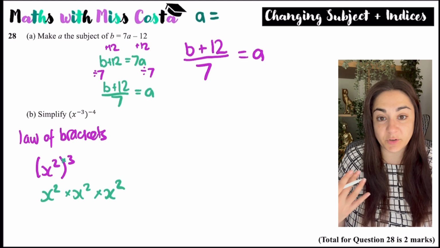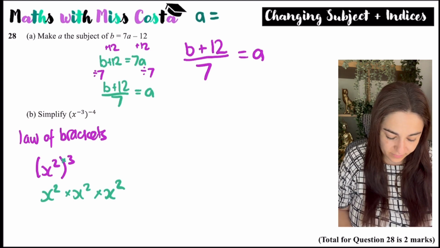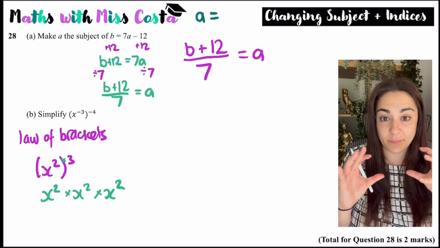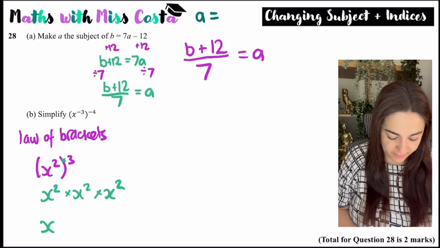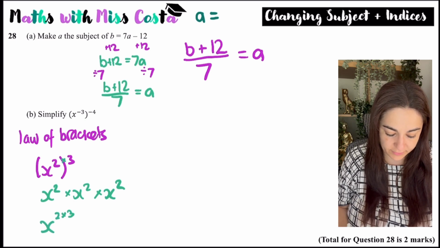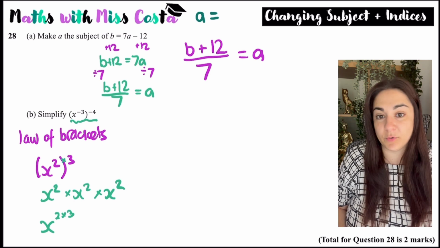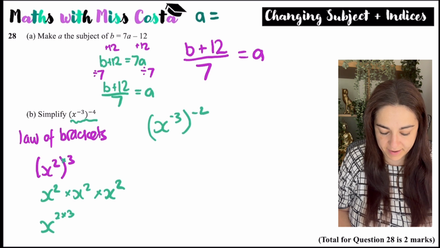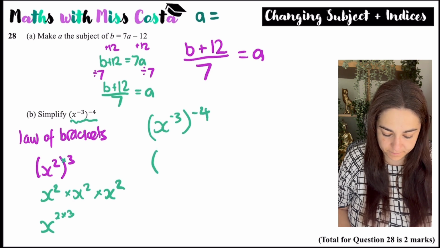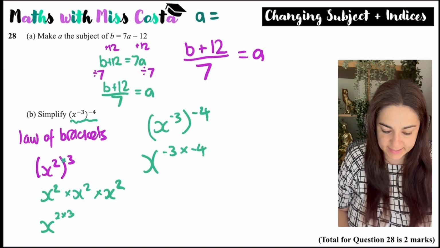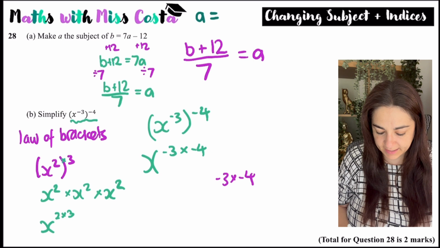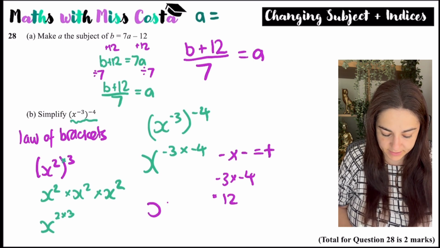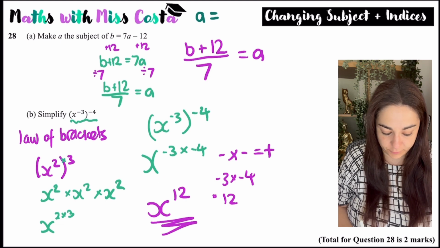So repeated addition is the same as multiplication. And that's why when you've got indices in brackets, you just multiply the powers. So that would become x to the power of 2 times 3. Similarly here, it's just a little bit more difficult because we've got negative indices. So x to the power of minus 3 to the power of minus 4 is going to become x to the power of minus 3 times minus 4, and negative 3 times by negative 4 is 12, because a negative times by a negative always gives you a positive. So that would just be x to the power of 12.